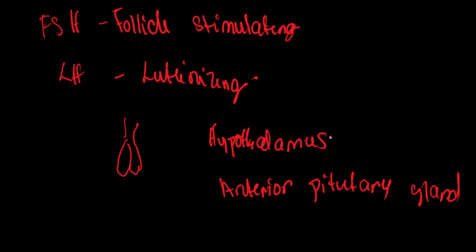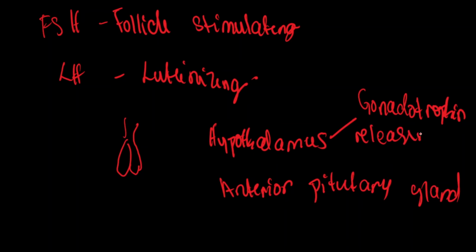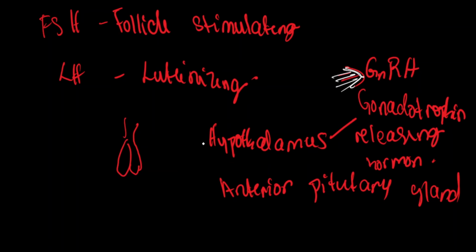Now, basically, we have the hypothalamus. The hypothalamus releases the gonadotropin releasing hormones. Okay, this is known as the GnRH. This is released by the hypothalamus. The hypothalamus releases the gonadotropin releasing hormones. Now, this gonadotropin releasing hormone acts on the anterior pituitary gland.